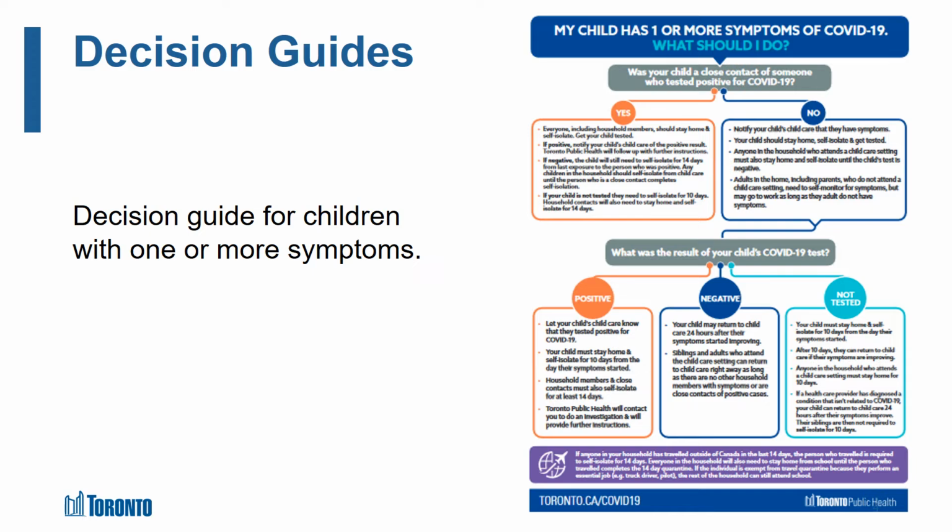Toronto Public Health have developed decision guides that assist programs to determine the processes that must be followed if an individual has symptoms, travelled outside of Canada, or has been identified as a close contact. It is important to refer to the decision guides to ensure you are consistent with your processes and updating your COVID-19 policies and procedures.